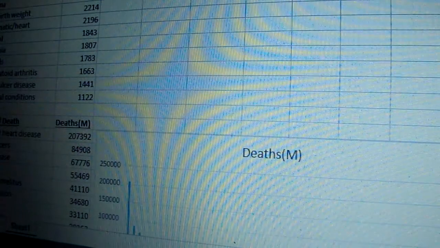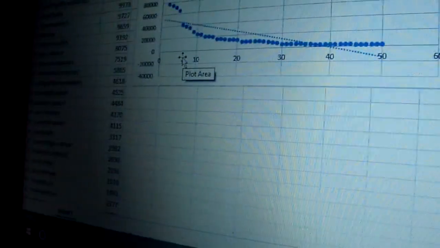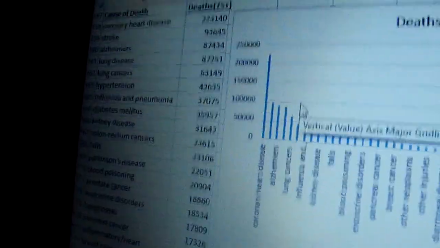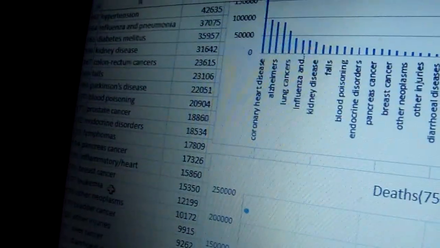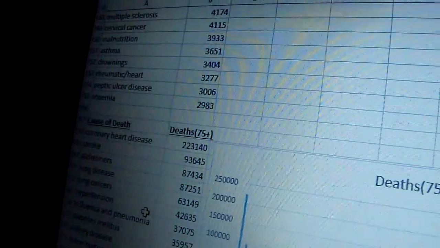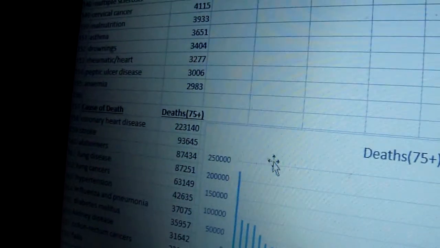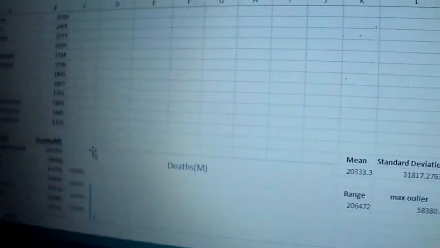And then if we keep going down, the lurking variable here is obviously, if we go down here to the 75 plus and all that, age has a lot to do with what kills people. Obviously, if we lived forever, falls and leukemia or different things would kill us off, but age has a lot to do with how we actually die, because most people die when they're in their older age.